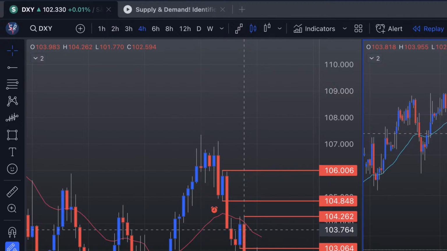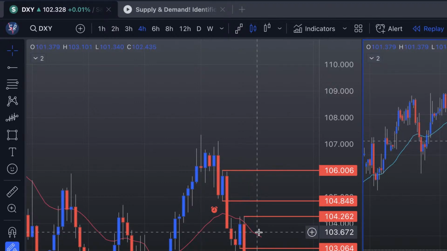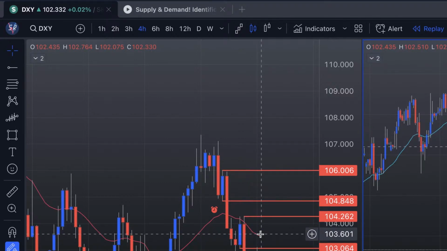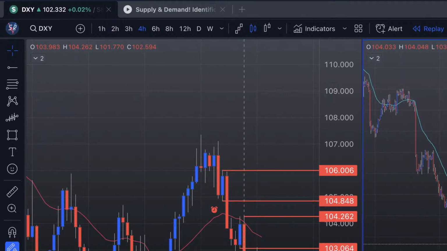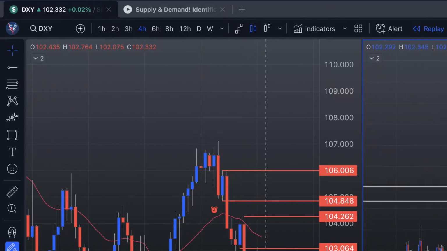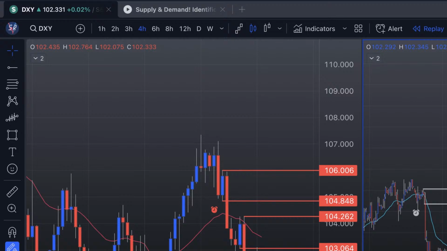And also, 103.75 is right there, just above this weekly average. So the dollar can definitely take a little bit of an upswing here into this supply before it sees real selling. And then that would just be continuing this downtrend. So let's just say we got a little move up here.